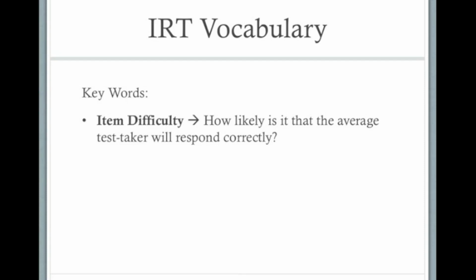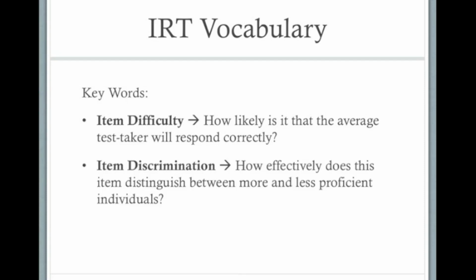More precisely though, item difficulty is going to tell us how proficient an individual needs to be in order to have a 50-50 chance of answering the item correctly. The next word is even harder to define precisely at this point in a non-mathematical way, and that is item discrimination. And I want you to think of this as how effectively does this item distinguish between more and less proficient individuals.